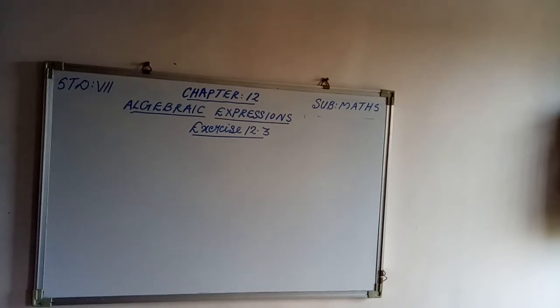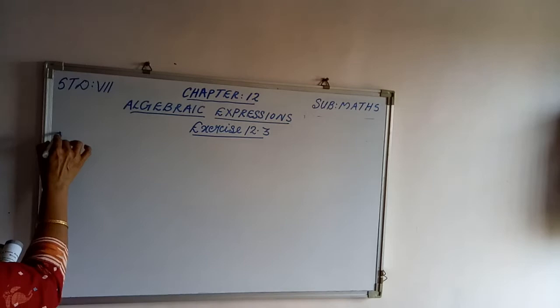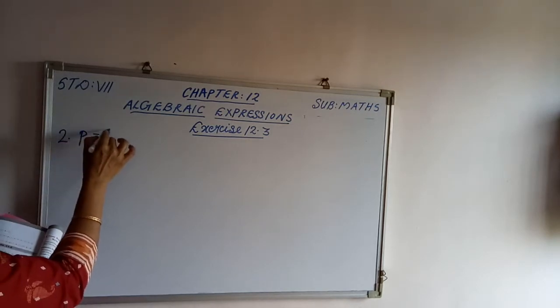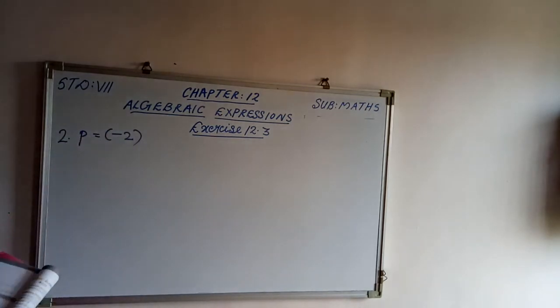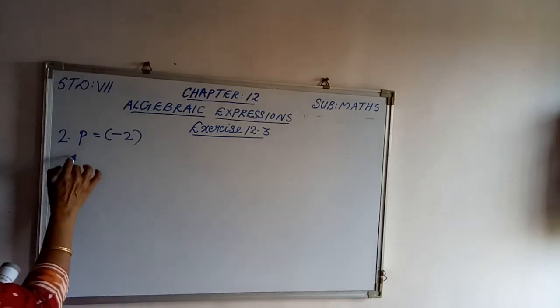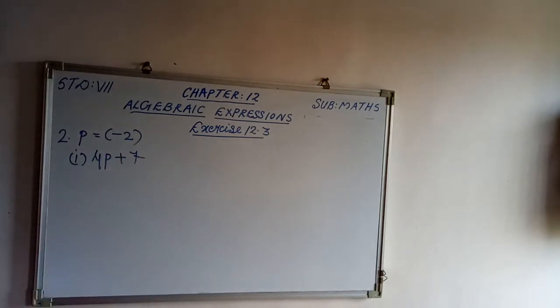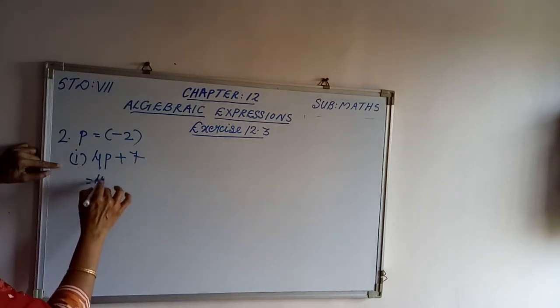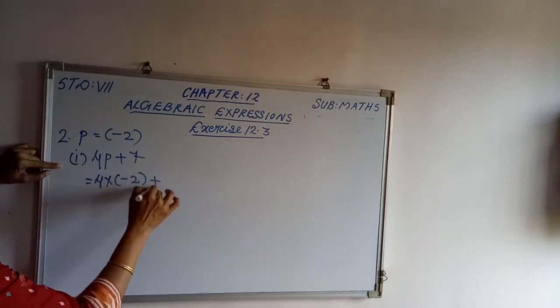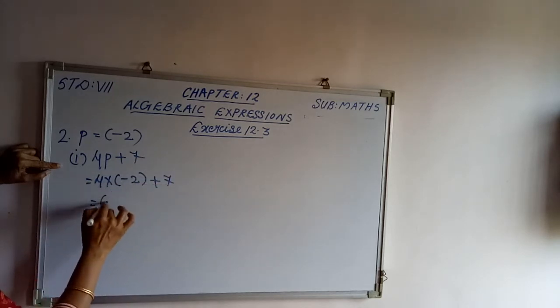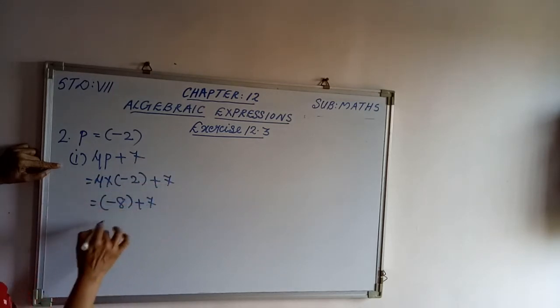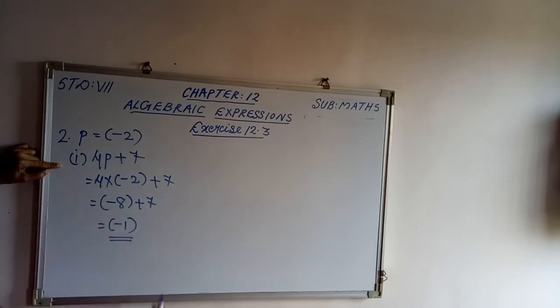Now question 2. If p is equal to minus 2, then find the value of 4p plus 7, the first one. 4p plus 7, same as that of question 1. In place of p, you will substitute minus 2. 4 into minus 2 plus 7. 4 into minus 2, minus 8 plus 7. That's equal to minus 1. Okay. Now, second question.